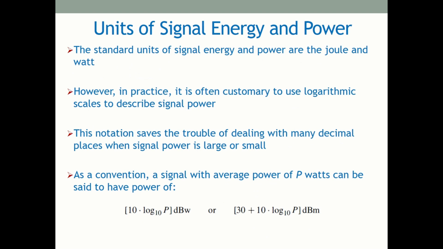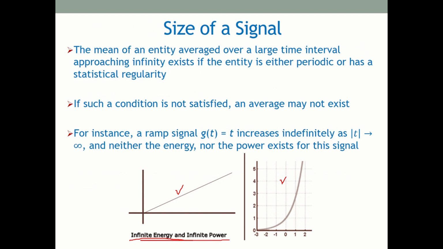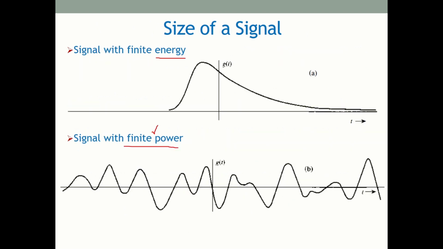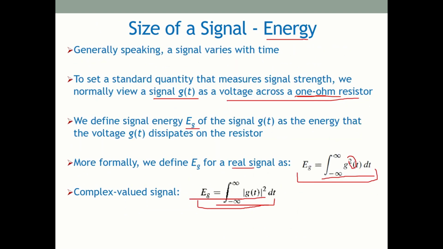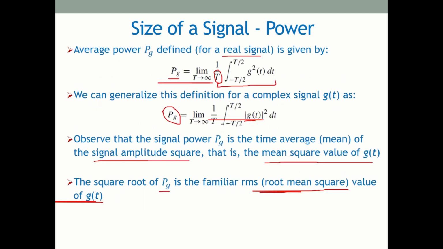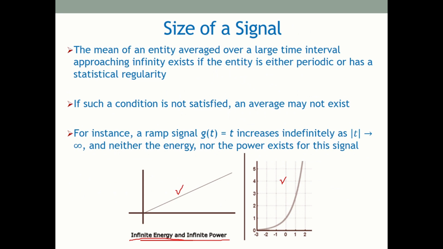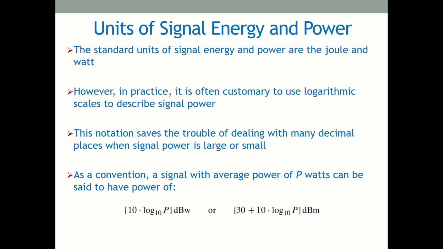So based on this, we can actually define the signals. The signals for which energy exists, we call them energy signals. For signals for which power exists, we call them power signals, and for signals for which neither of them exist, we cannot call them any of the two categories. So what are the units? Generally, we can have the unit as joules and watt. Joule is for energy and watt is for the power.